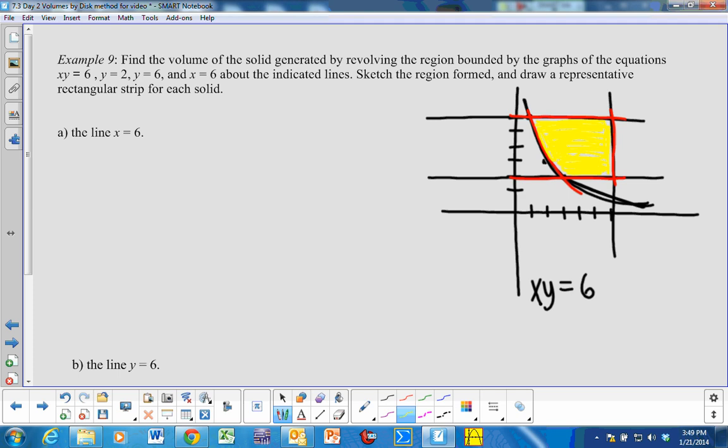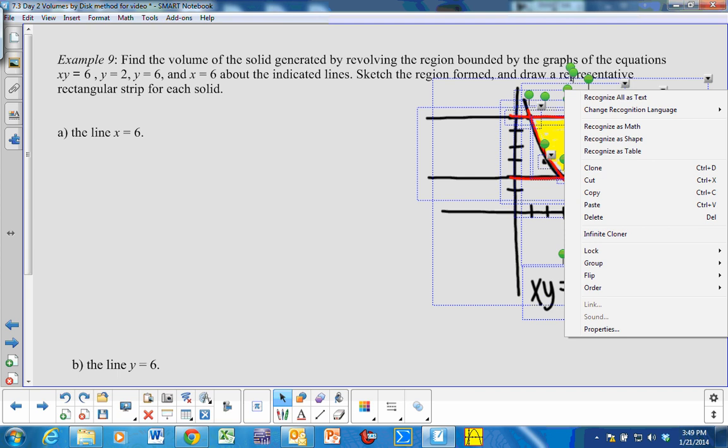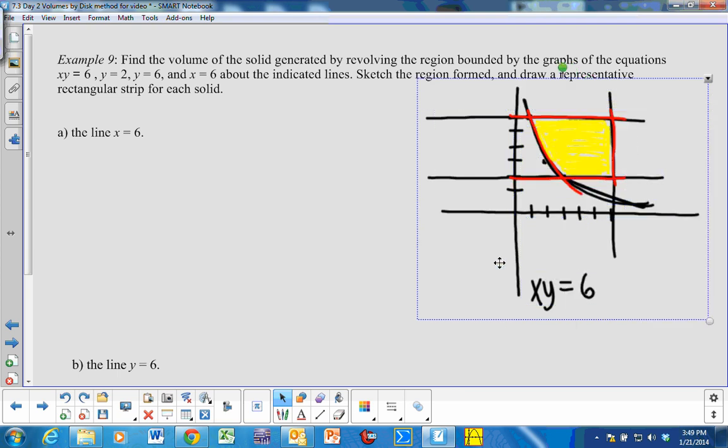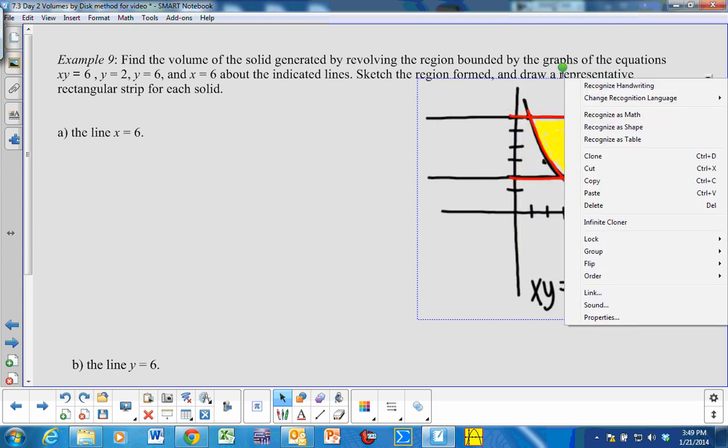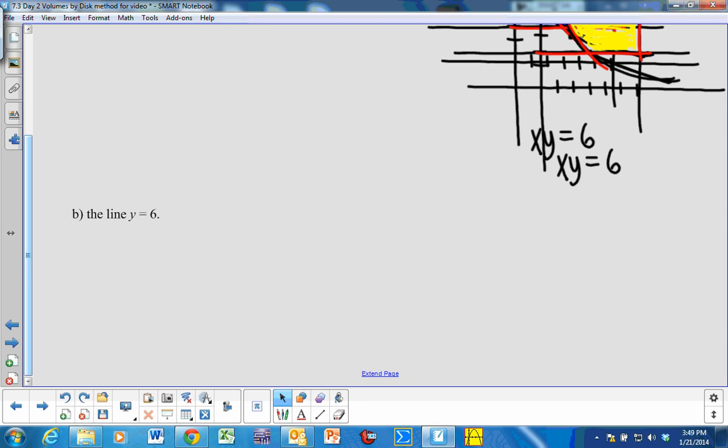So, first question says, let's revolve this around the line x equals 6. Then we're going to revolve it around y equals 6. So real quick, I'm going to save this picture because then we're going to use it again. So let me go ahead and save this picture and copy it, because I'm going to need it again in a minute. So I'll move it out of the way here. Then I don't have to redraw it.